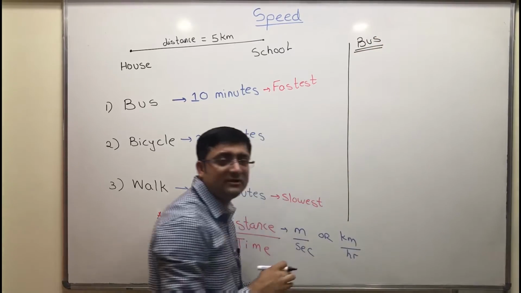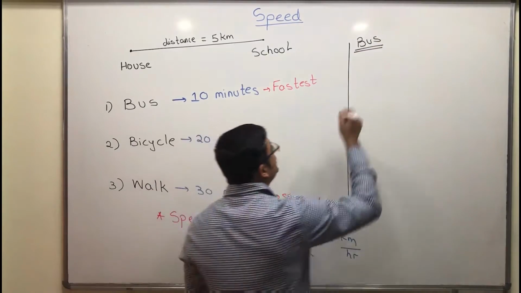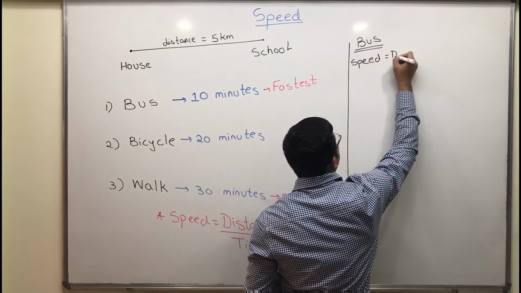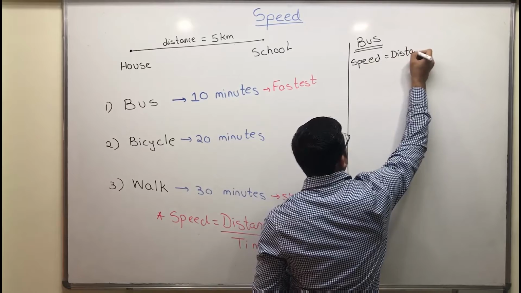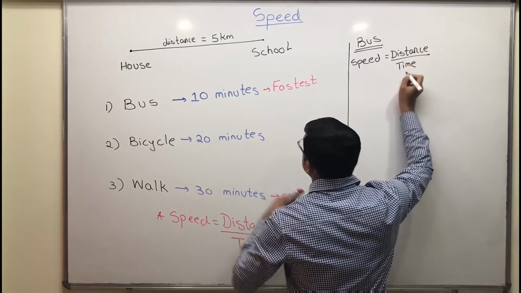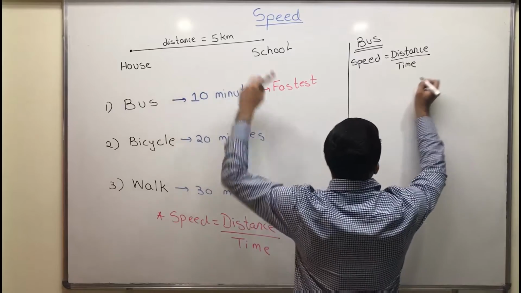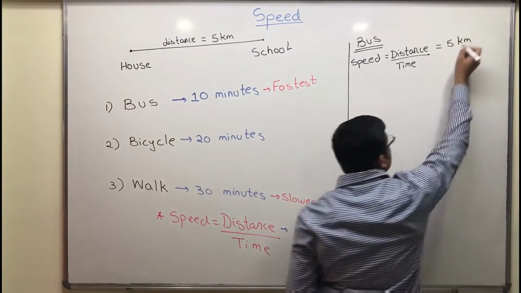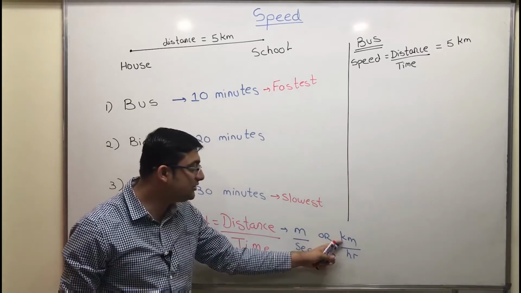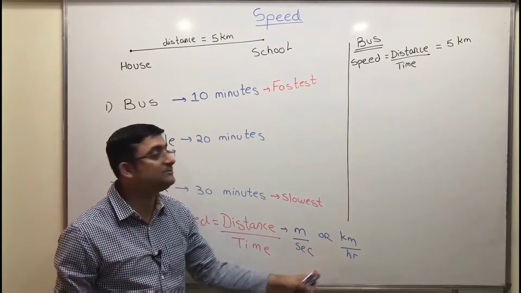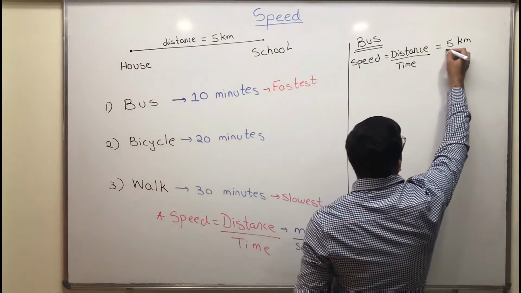So first step in physics, guys, is write down the formula. So I'll say speed is equal to distance divided by time. Now see, guys, what is the distance between your house and your school? 5 kilometers. So here distance I'm taking in kilometers. So whenever you take distance in kilometers, we'll take the time in hours, so that we get the speed in kilometers per hour. Now divide this by time.